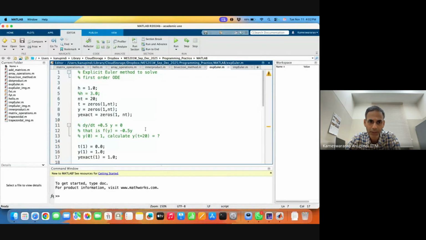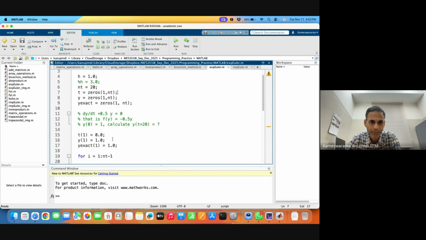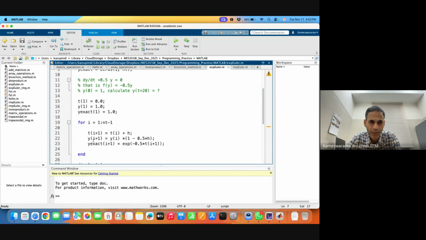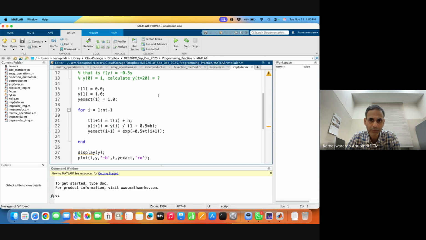So in explicit Euler, we had yn plus 1 is equal to yn times 1 minus lambda h, right? That means because this is 0.5y, we had minus 0.5h, right? That is the explicit Euler method. So the rest of the code is pretty much the same.